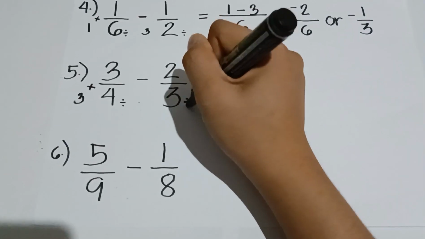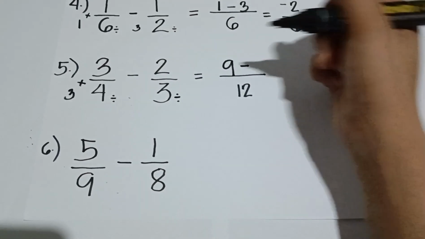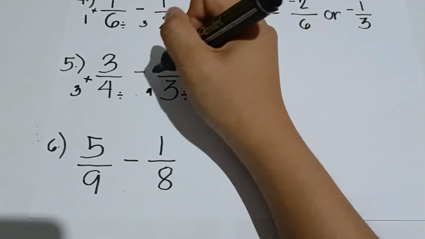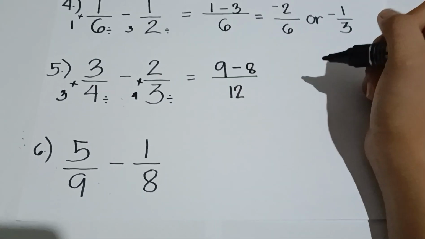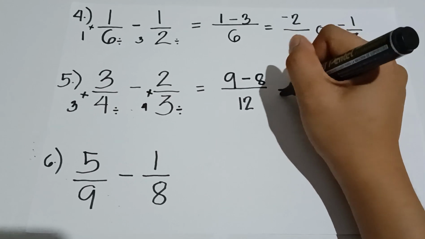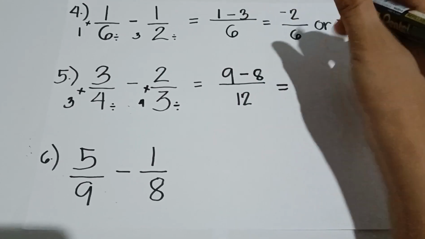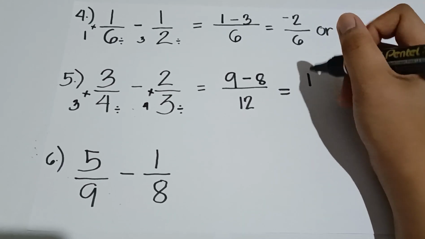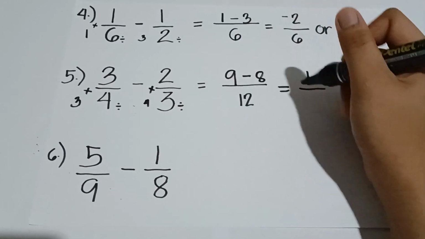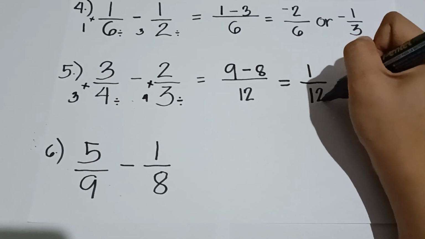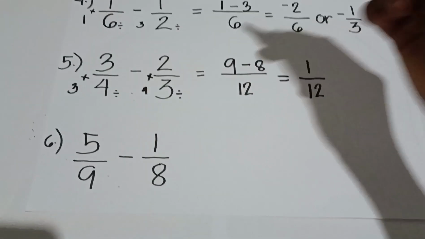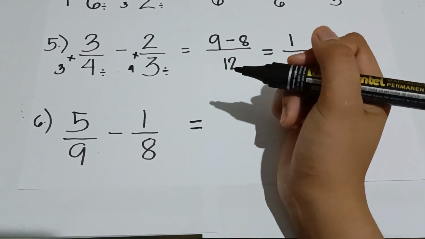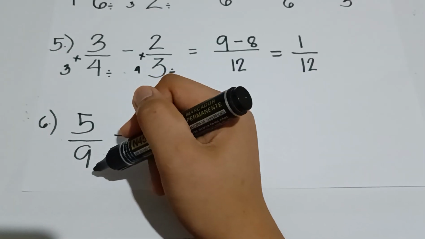Copy the operation, which is minus. 12 divided by 3, the answer is 4, times 2. 4 times 2 is 8. And then, 9 minus 8 is equal to 1. Copy the denominator. So, the answer is 1/12. We can no longer simplify that because that is the simplest form.